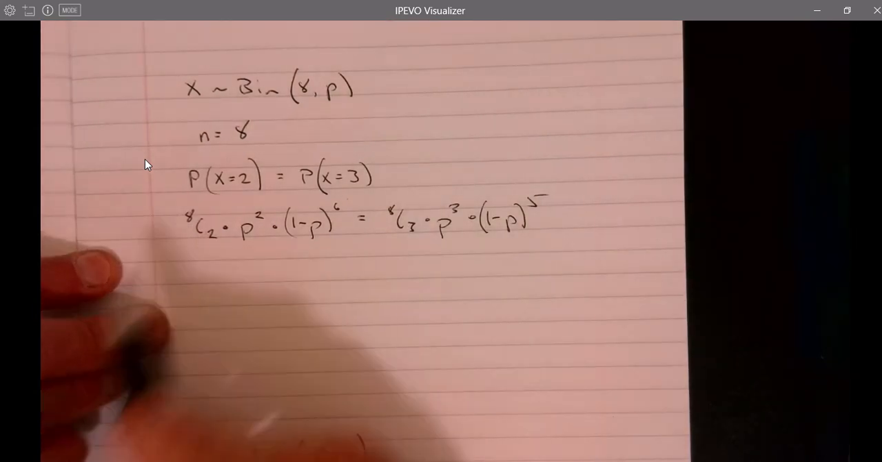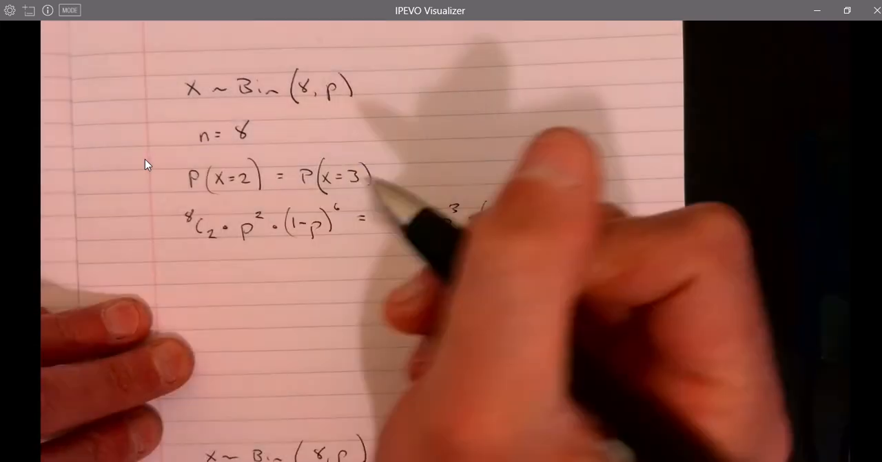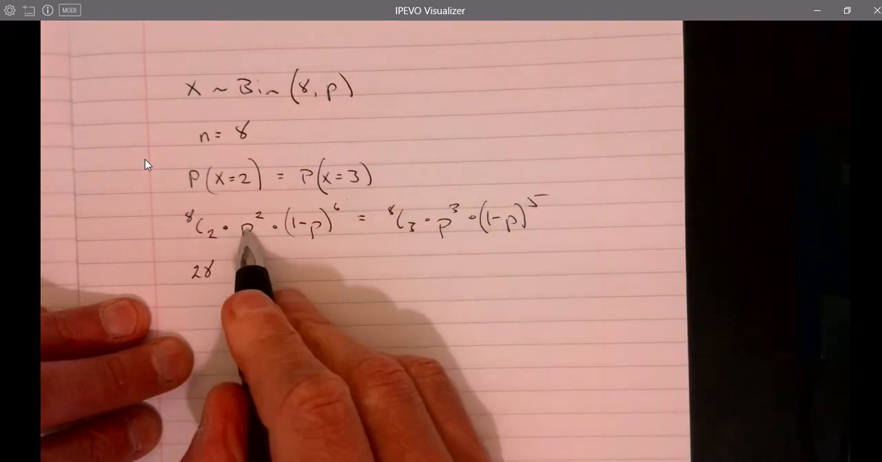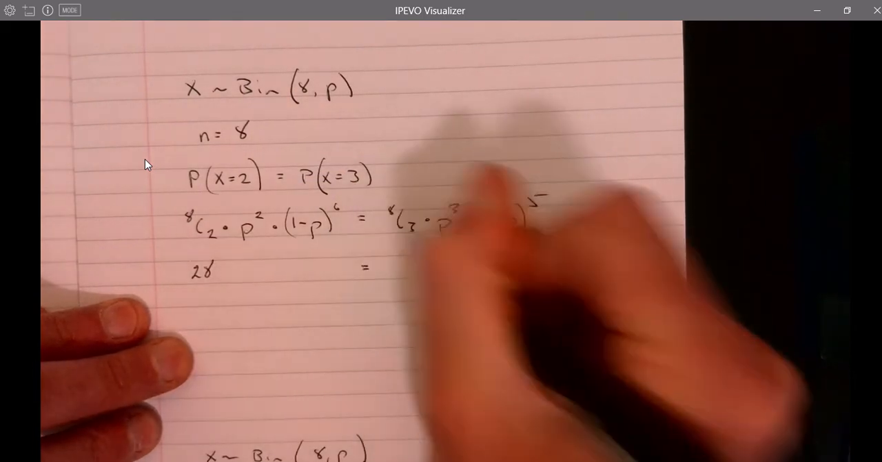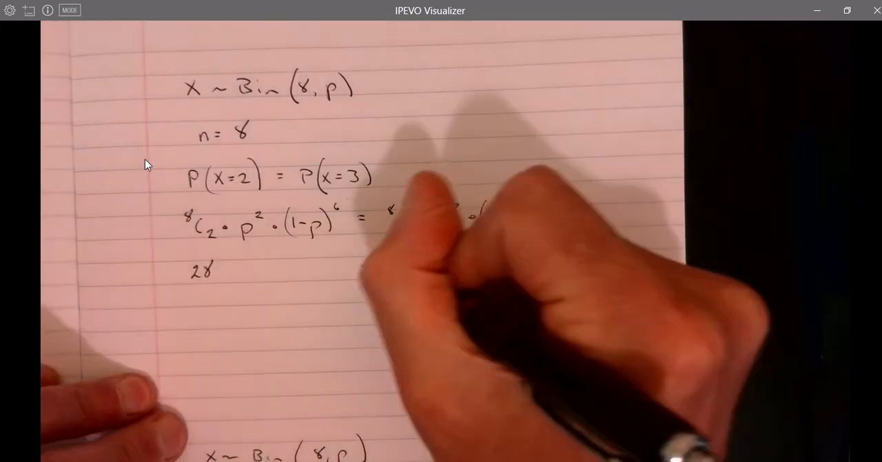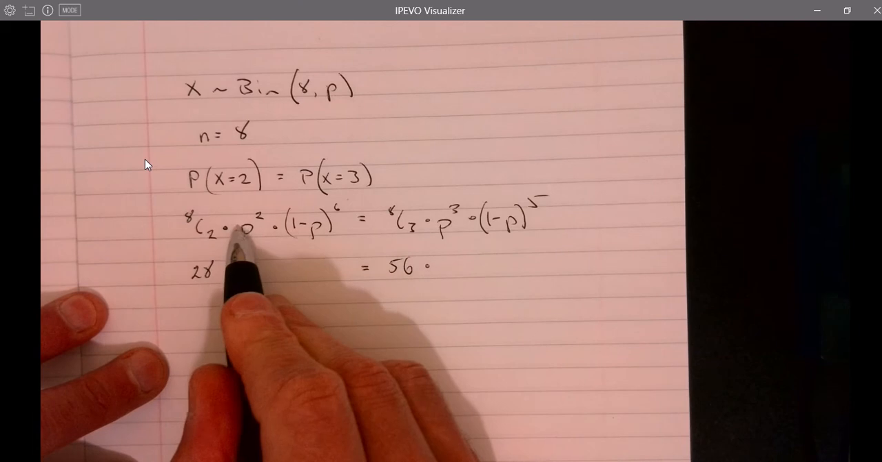8 choose 2, if I just do that on my calculator, gives me 28. And I may as well put in 8 choose 3, which is 56. But we're going to divide both sides by p squared.